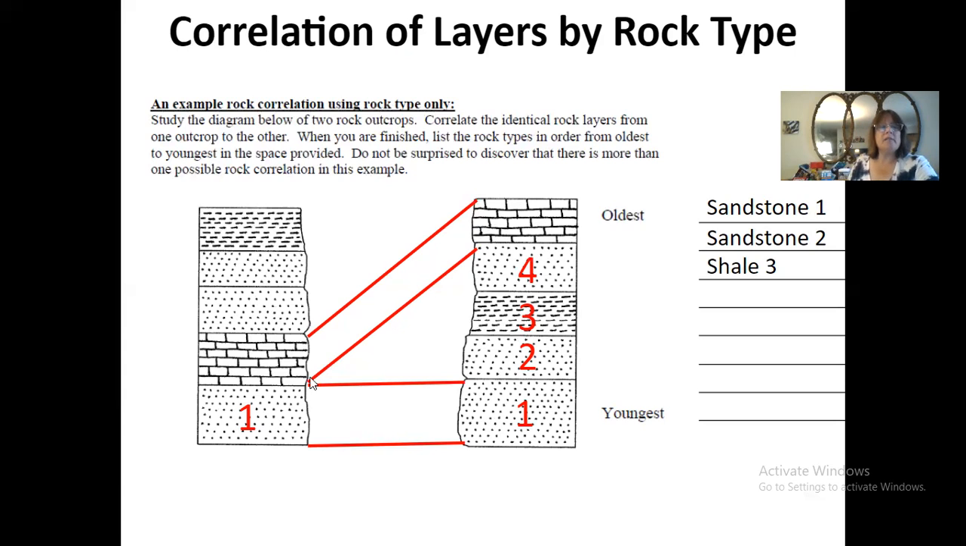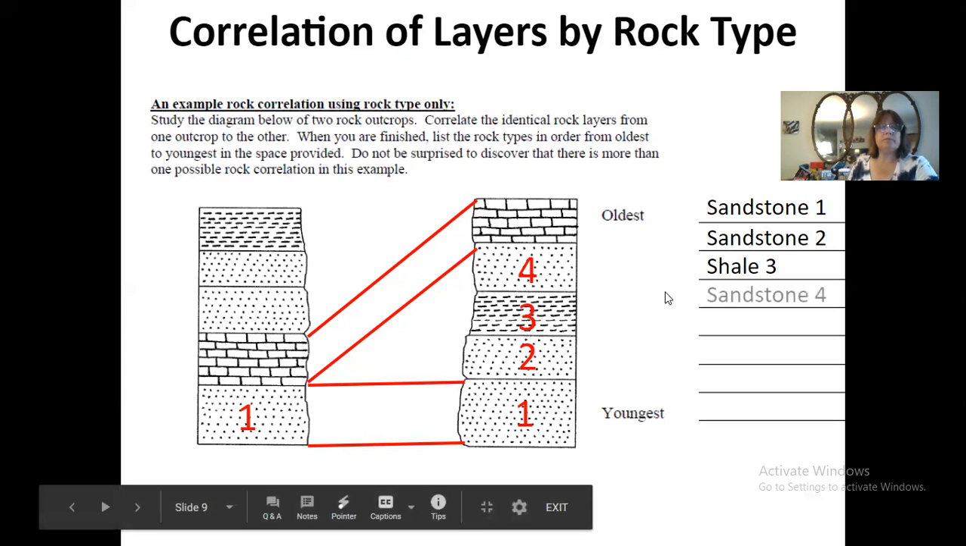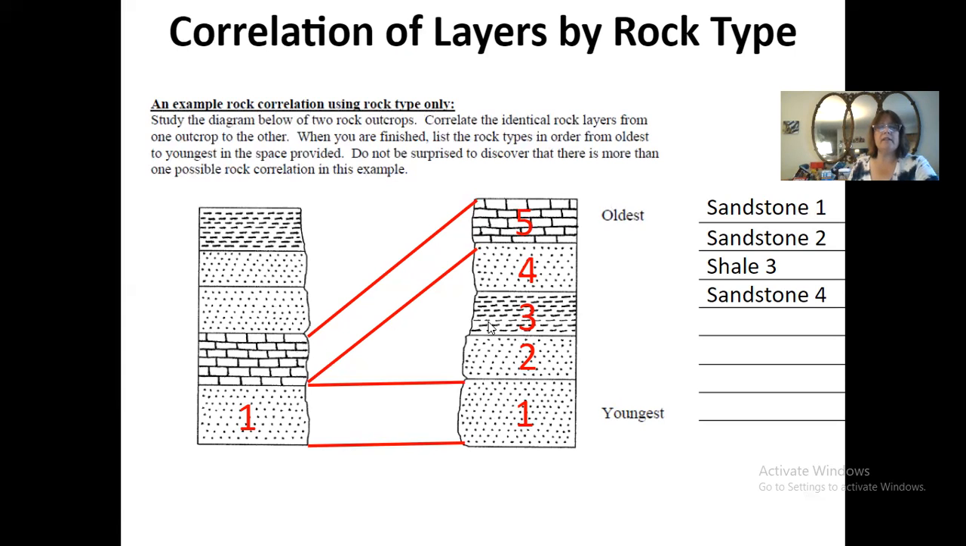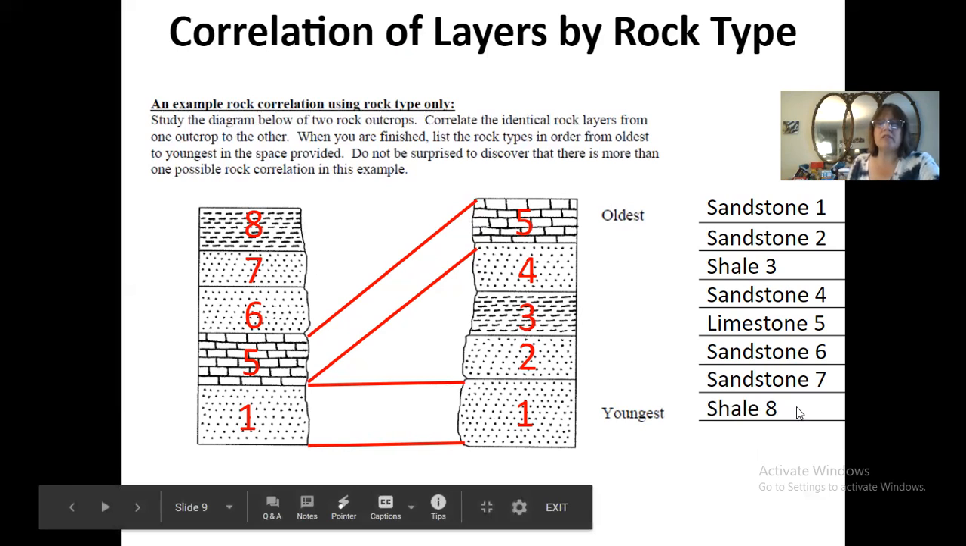And now I can make this limestone the 5th one. And because I've connected these together, I've correlated them. The one on this side is also a 5. And then this one formed 6th, this one formed 7th, and this one formed 8th. And of course I have a whole list here from oldest to youngest.